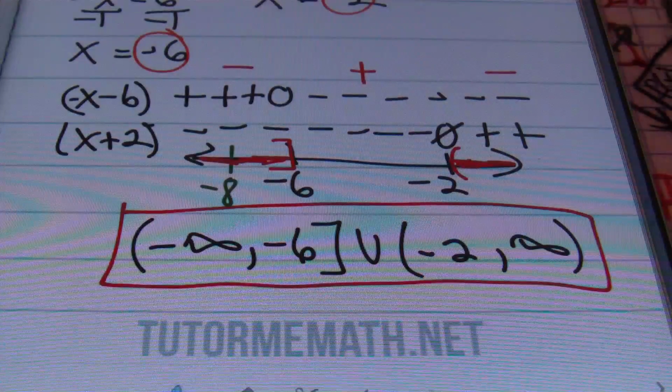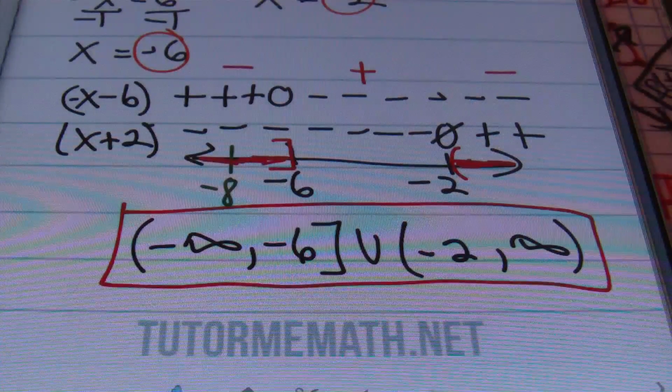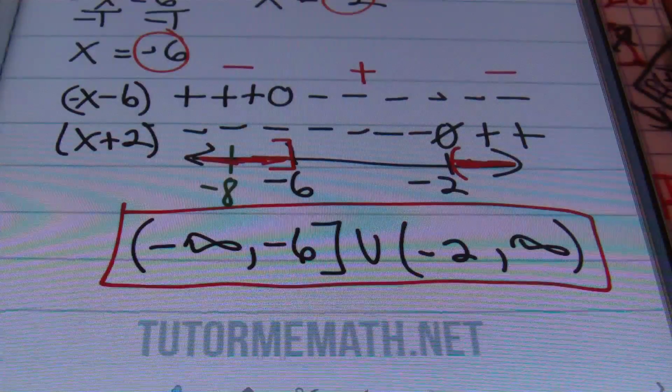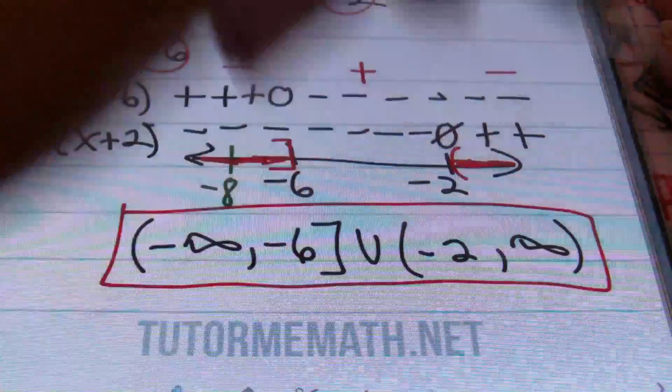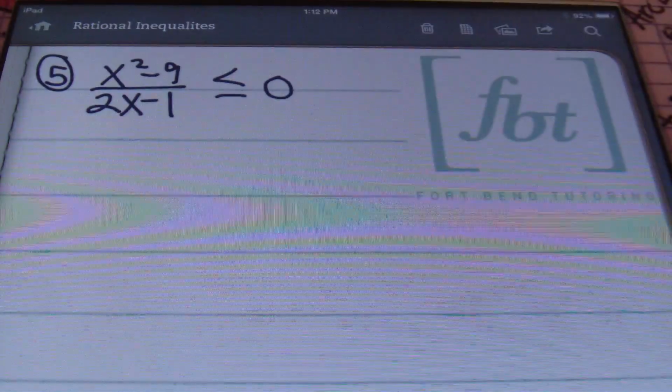Negative infinity to negative 6, bracket, union negative 2 with parentheses, because we're not including negative 2, to positive infinity. And that's the answer to problem number 4. Let's check out our last problem. Problem number 5, ladies and gentlemen.